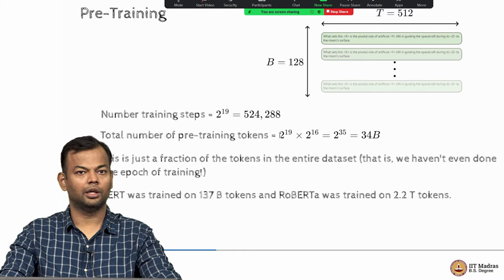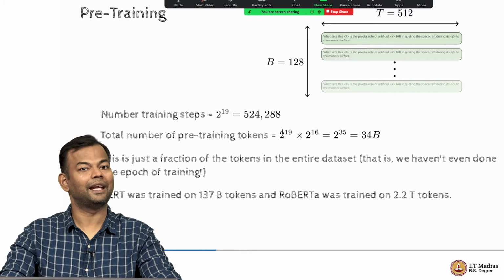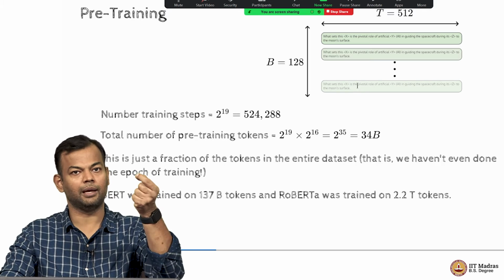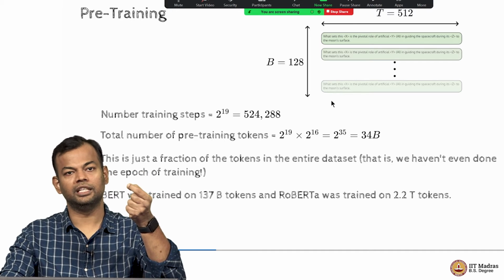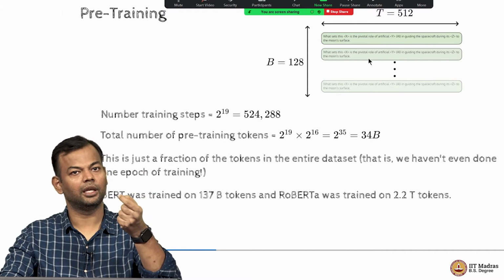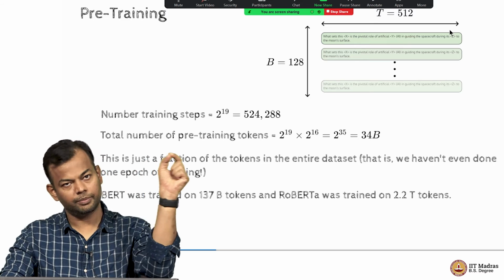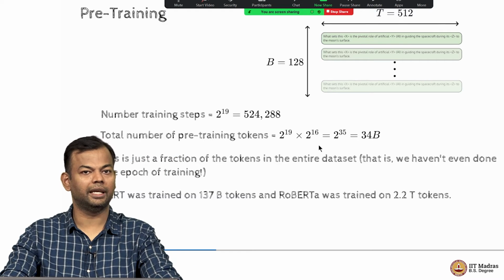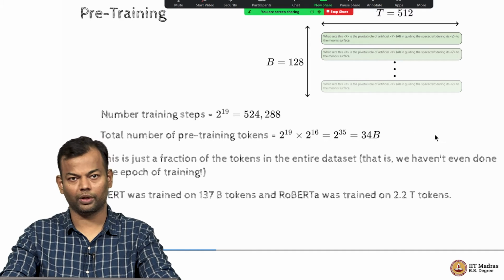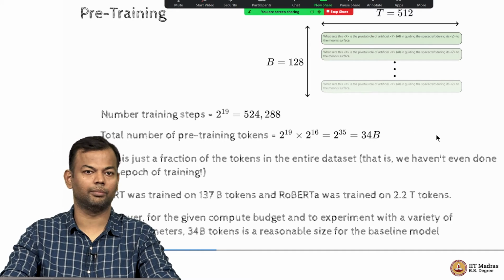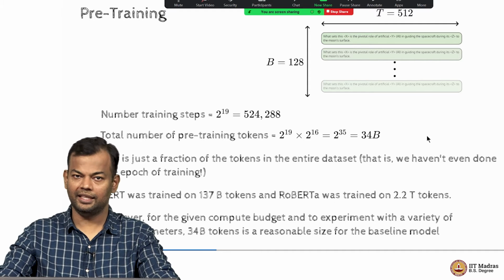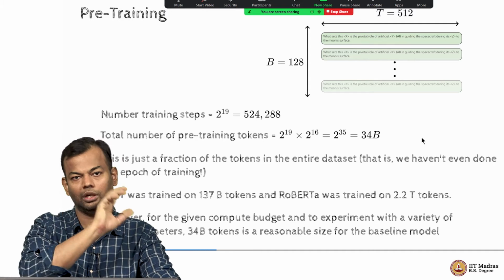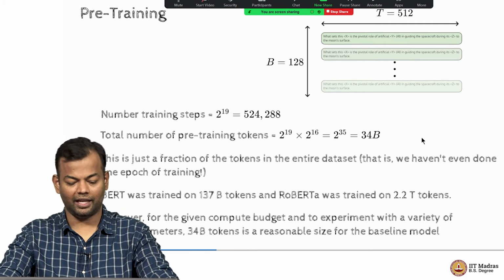So I'll just repeat: you're going to train for 2 raised to 19 steps. Each step, it sees the batch size times the number of tokens per element in the batch. So 512 multiplied by 128, which is 2 raised to 16, and then that multiplied by the total number of steps gives you 34 billion tokens, right? That is the amount of training data that the model is going to see, and we are going to keep it constant across all the choices that we evaluate.